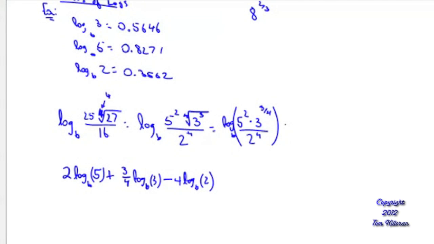Now, we can do substitution. We know what log base b of 5 is equal to. It's this 0.8271. And log base b of 3 is this 0.5646, and hopefully you all have your calculators, because now you need to type in 2 times 0.8271 plus 3/4 of 0.5646 minus 4 times 0.3562. And it gives you an answer.